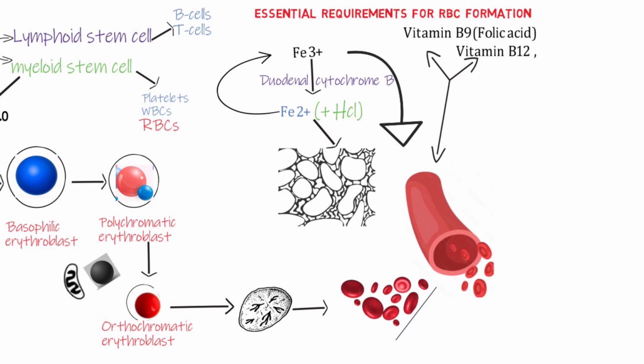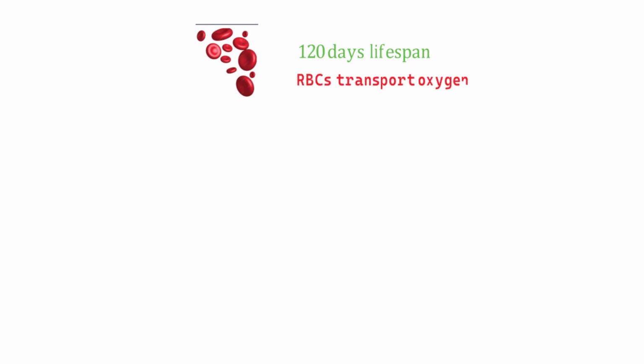So let's quickly have a recap of everything we've discussed. We said erythropoiesis is the formation of red blood cells, and these red blood cells have a lifespan of 120 days, and the main function of the red blood cell is to transport oxygen from the lungs to our tissues and to transport back carbon dioxide from our tissues to the lungs.